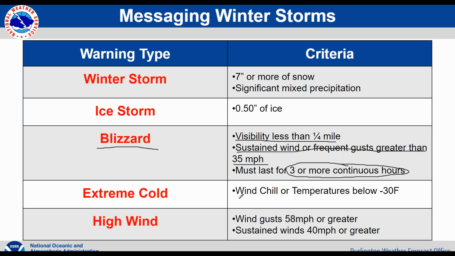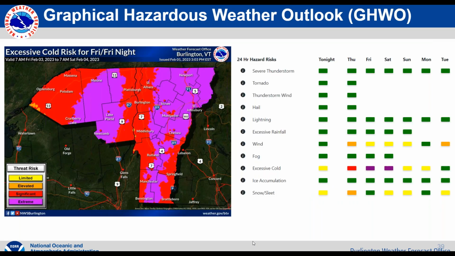Extreme cold is issued when either wind chill or temperatures are expected to fall below 30 Fahrenheit. At that stage, you can get frostbite in as little as 5 to 15 minutes to exposed skin. High winds are issued when wind gusts get to 58 miles per hour or greater, or when there are frequent sustained gusts of 40 miles per hour or greater.